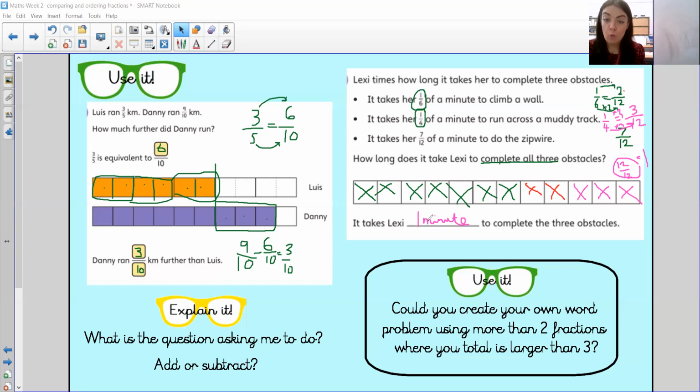So it took her 1 minute to complete the 3 obstacles. Well done to you if you didn't fall into that trap and you got that one correct. If you managed to get onto your Use It, please do send your problems to your teachers because we would love to have a go at answering your tricky questions. And let's get on with today's independent activities.